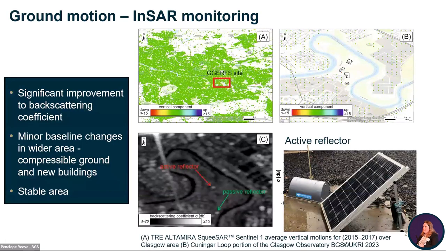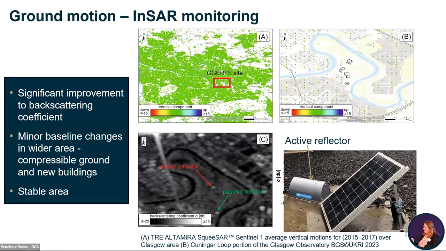And then the final example is about ground motion. Again, in mining areas, either uplift or subsidence related to mining is important. So some of the monitoring at this observatory, if you start with the picture on the bottom right, is a little box called an active reflector, which together with another thing called a passive reflector has increased the precision of the InSAR data, which is how we measure the ground motion using satellite data really, really precisely.